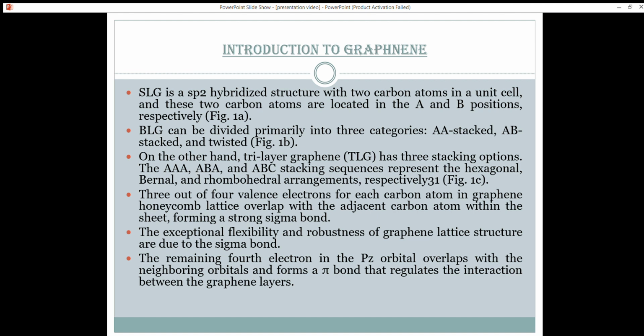The remaining fourth electron, the one which is left, in the pz orbital overlaps with the neighboring orbitals and forms a pi bond that regulates the interaction between the graphene layers. As we all know, the sigma bond is a strong bond, as it is formed by head-to-head linear approach. So this is a strong bond, and the pi bond is relatively weaker than the sigma bond. So the remaining fourth electron in the pz orbital forms the pi bond.